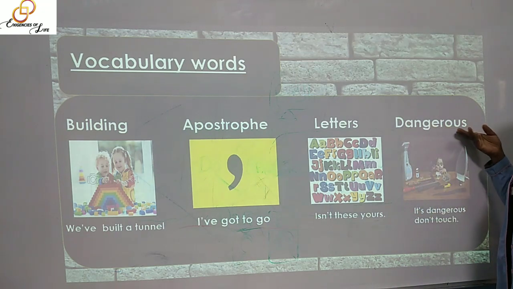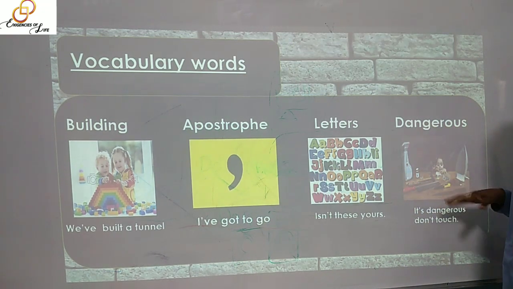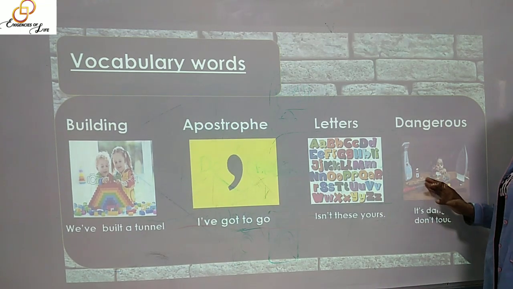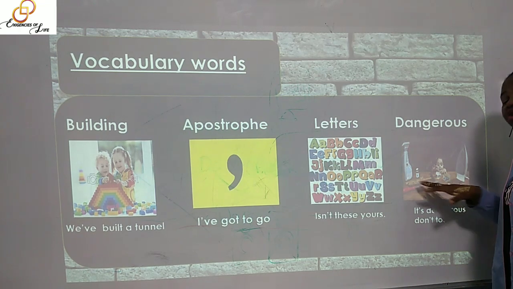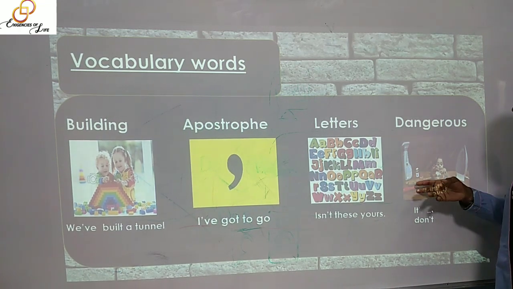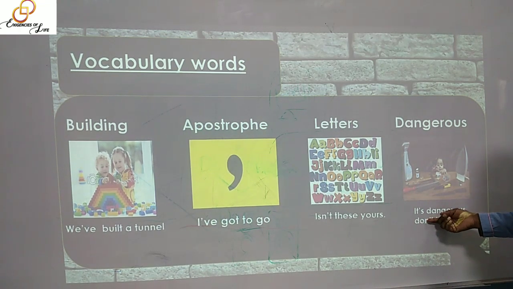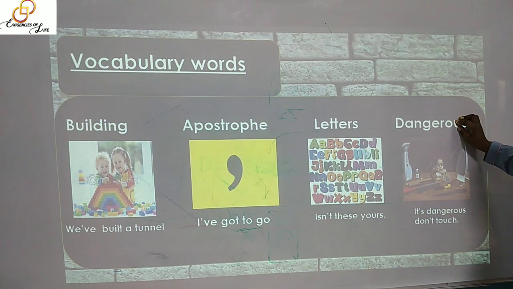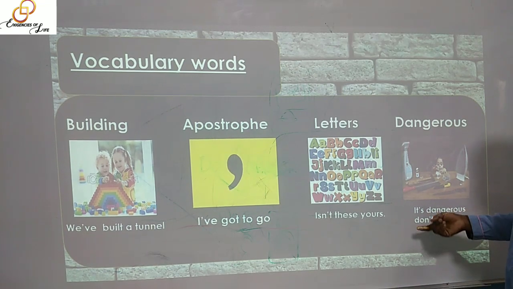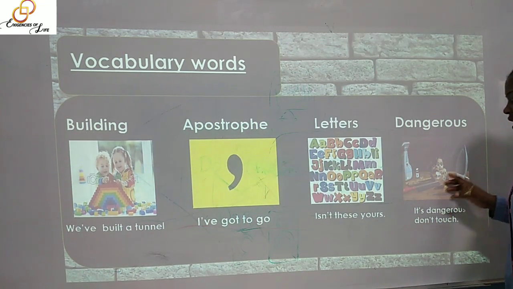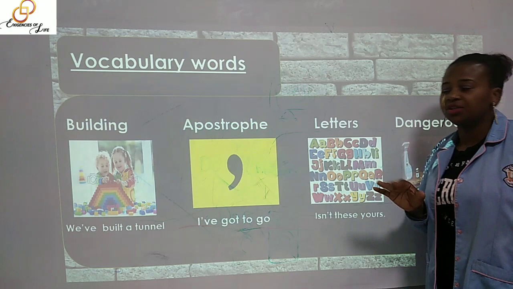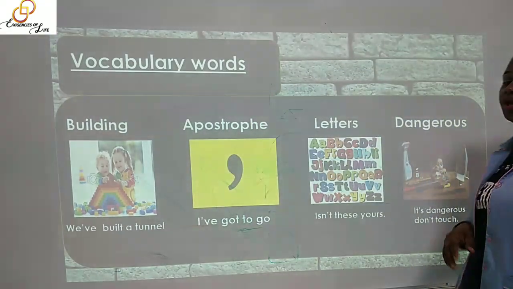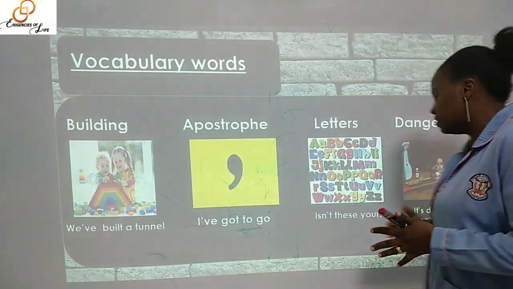Now here we have dangerous. Look at the picture. You will see the little ball surrounded with all manner of dangerous weapons or dangerous objects. So we used it in a sentence to better tell us more about the picture and the word itself. It says, it's dangerous, don't touch. These are all dangerous objects you don't need to touch.